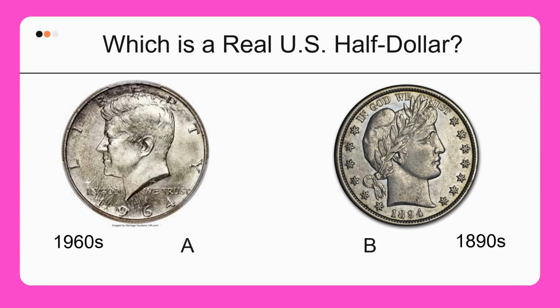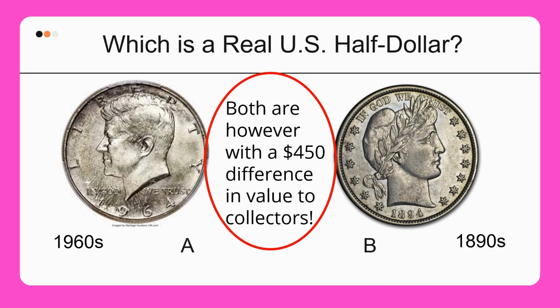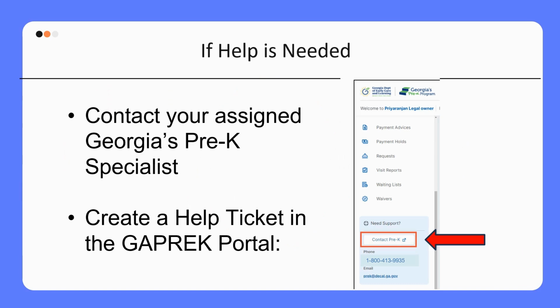Which is a real US half dollar, 1960s or 1890s? Which one do you think? If you said both, you are right. Both are. However, the 1890s half dollar in mint condition, because details matter, is worth $450 more to a collector.